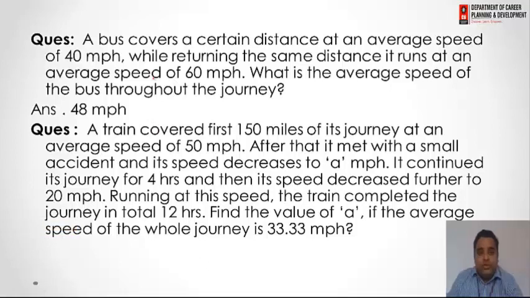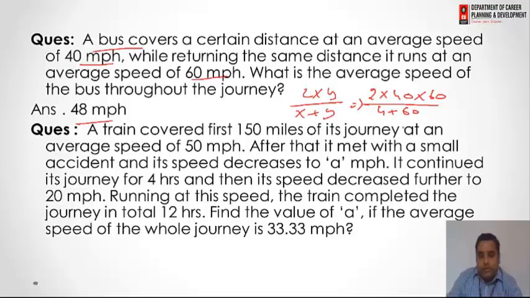Now we have a few questions on this. A bus covers a certain distance at an average speed of 40 miles per hour while returning the same distance with an average speed of 60. What is the average speed of the journey? Here the answer is 48 miles per hour, which we get by using the formula 2xy divided by x plus y. If we put x as 40 and y as 60, the equation becomes 2 into 40 into 60 divided by 40 plus 60.